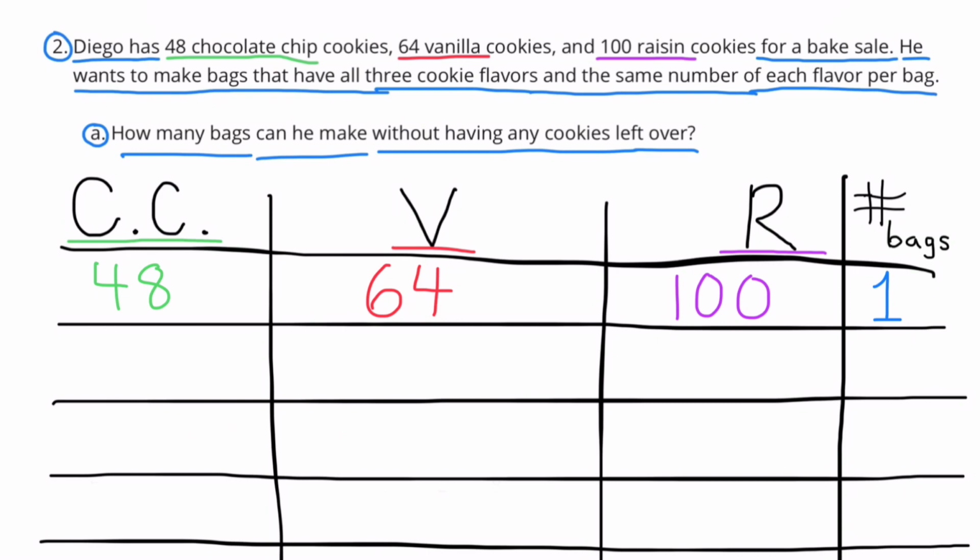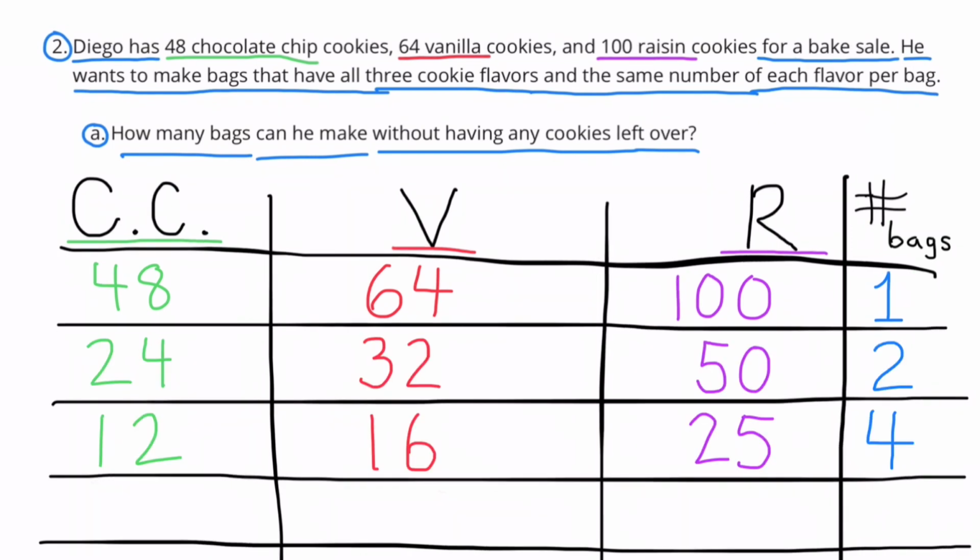If you were to stick all those cookies in one bag, you'd have 48 chocolate chips, 64 vanilla, and 100 raisin. If you were to divide those cookies up into 2 bags, you'd have half of 48, which is 24 chocolate chip cookies, half of 64, which is 32 vanilla cookies, and half of 100, which is 50 raisin cookies, and that's in 2 bags.